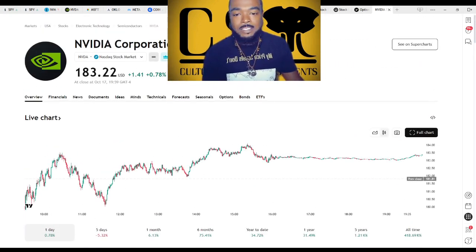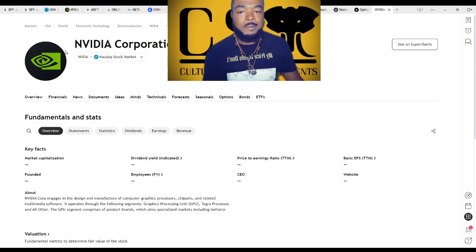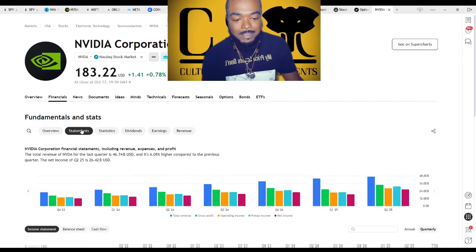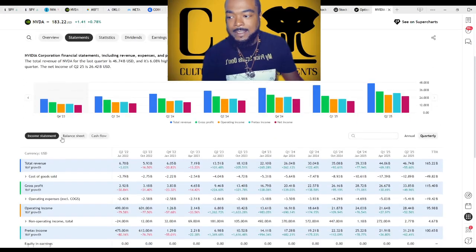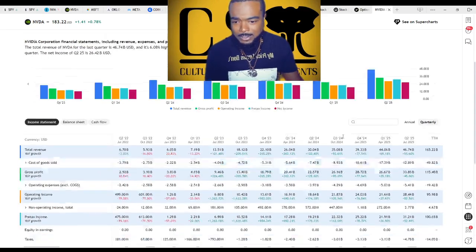So once you have this screen open, you're going to go to financials because that's what we're looking at. We want to look at their financials. And then we're looking at the statements. So you're going to click right here on statements. And down here you see those three statements I'm talking about. The income statement, the balance sheet, and the cash flow. These are the three statements you want to check in on a company to see how they're doing internally.